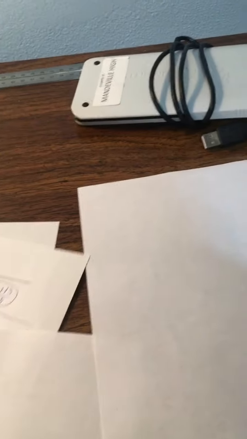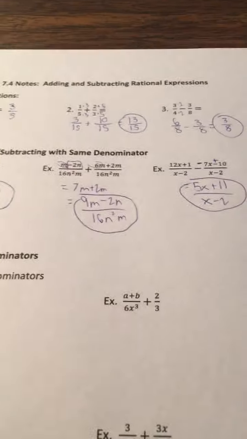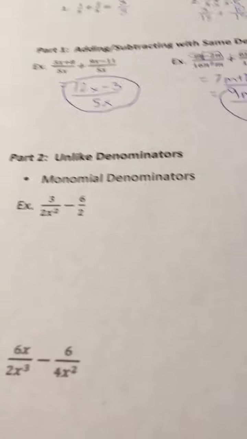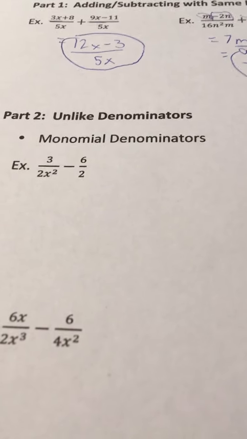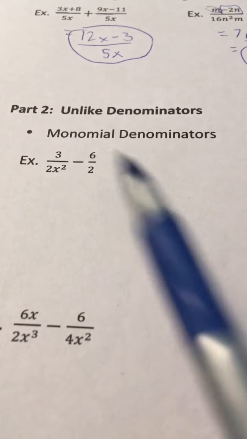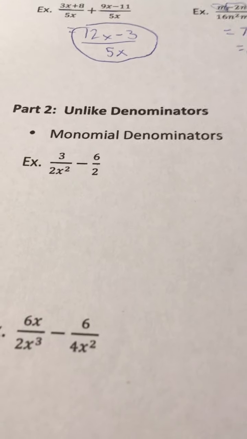Okay, so let's look at our last set of problems for today. Now we're going to look at what happens if we don't have the same denominator. We're only going to get into part of this today. We're just going to look at what's called monomial denominators. Remember, a monomial has just one term. There's no plus or minus in the denominator. We'll get into the more complicated denominators next time.